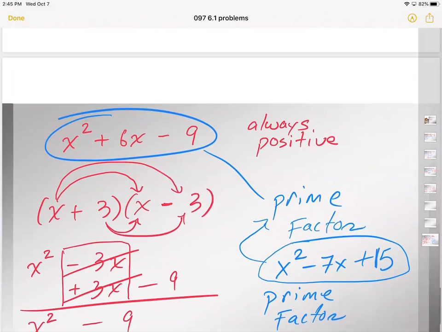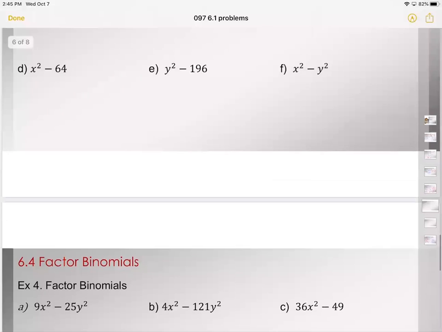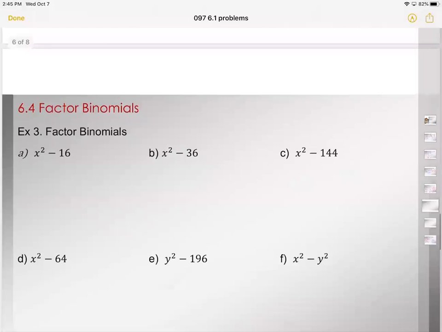Now, let's take a look at this item here that we have in 5. I think this is 6.5, not 6.4.